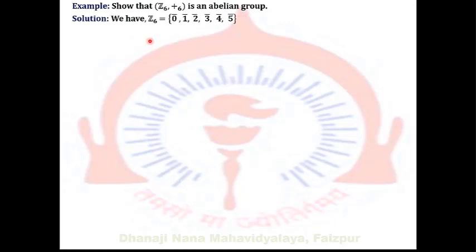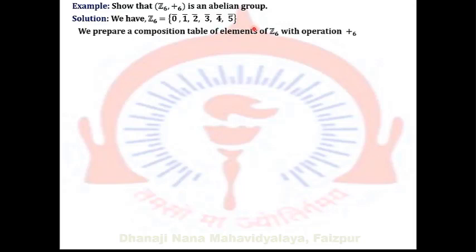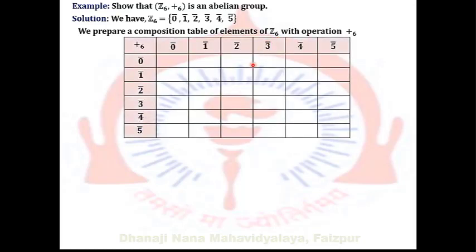So we have Z6, which is nothing but the set containing elements 0 bar, 1 bar, 2 bar, 3 bar, 4 bar and 5 bar. So we prepare a composition table of elements of Z6 with operation addition modulo 6. So this is the composition table. Here the operation is addition modulo 6 and these are the elements of Z6. Now we have 0 bar plus 0 bar, where the operation is addition modulo 6. So 0 bar plus 0 bar is nothing but 0 bar.